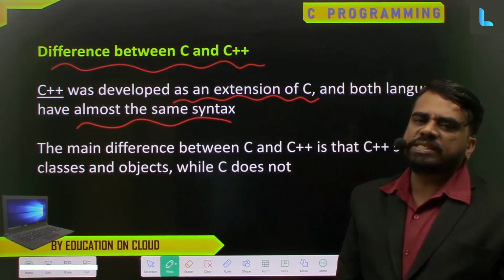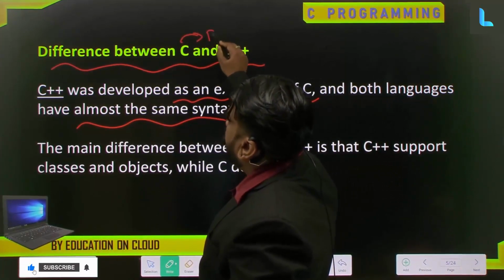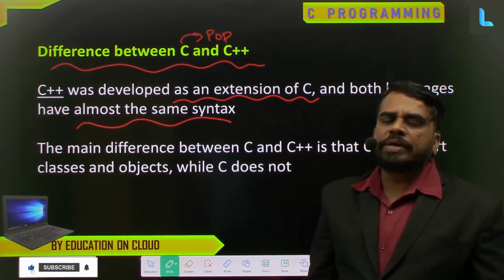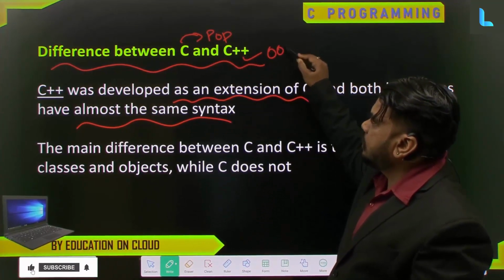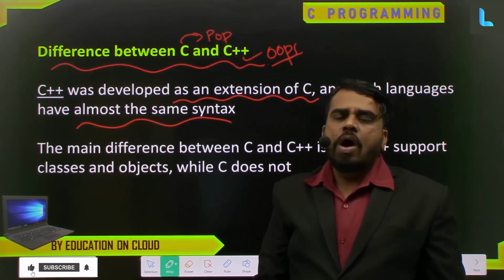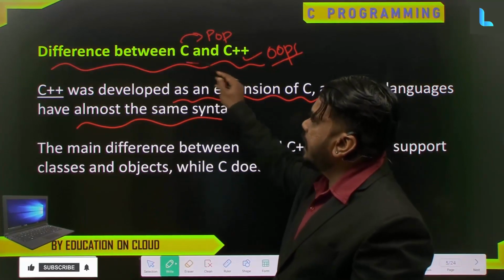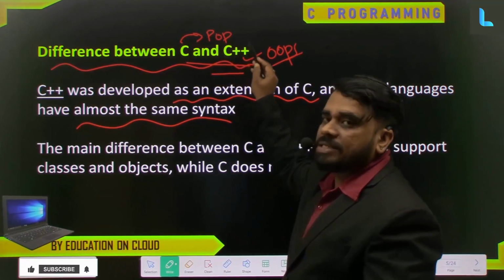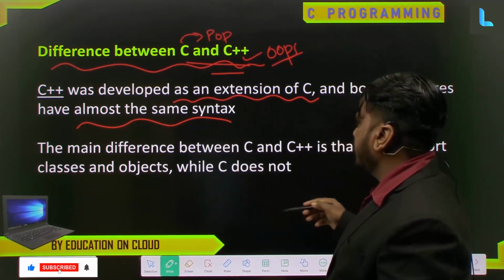What is the difference between C and C++ is that C is actually a POP type of programming language. POP means procedure oriented programming language, whereas C++ is an OOPS type of programming language or structure. OOPS stands for object oriented programming structure. So this is the main difference between C and C++. That is the reason why C++ means something extra is added to C. So that is the main difference we can say.